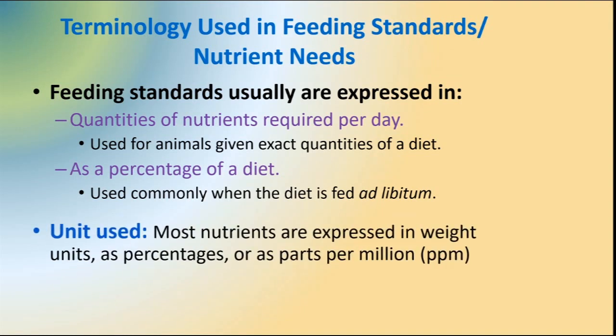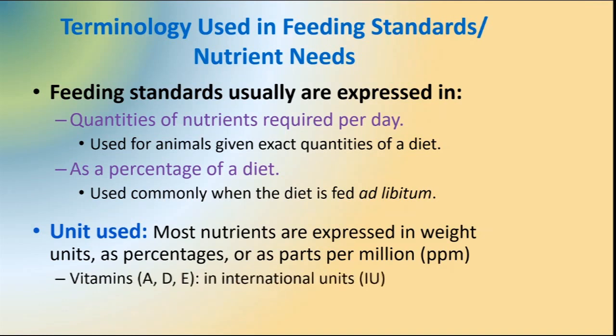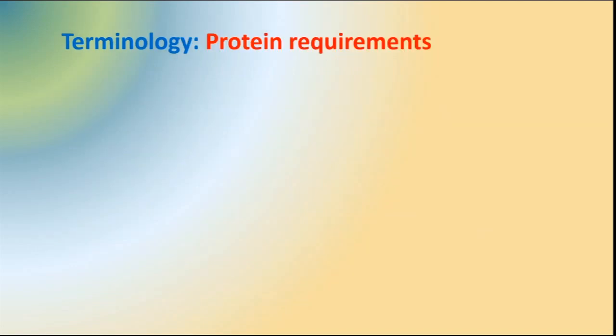Mostly nutrients are expressed in weight units like gram or megacalorie per kg, and as a percentage, or in some micronutrient cases on a parts per million basis. Vitamins are also in milligram or international unit basis. Only vitamins A, D, and E are expressed on an international unit basis, depending on the activity of the provitamin and its conversion into the active form of the vitamin.